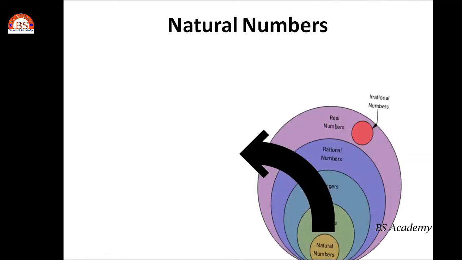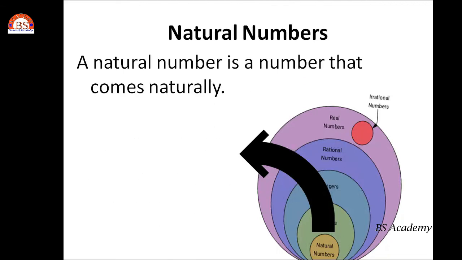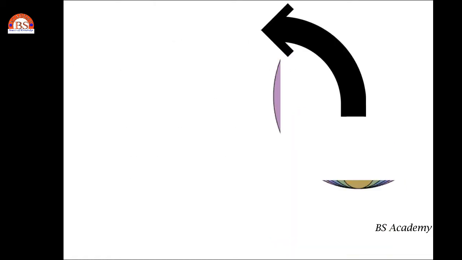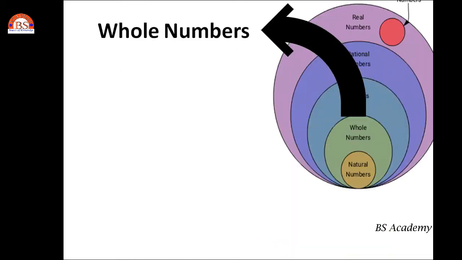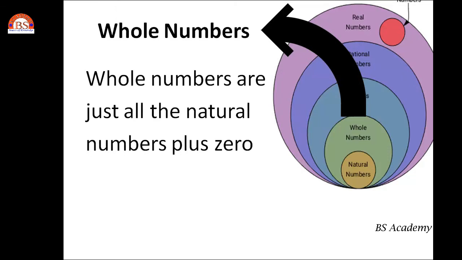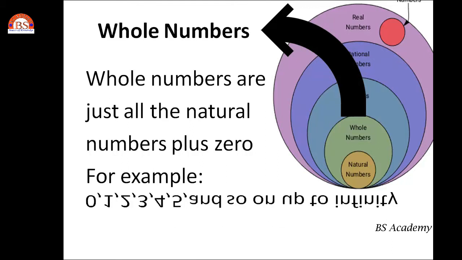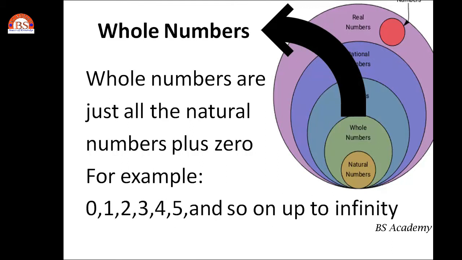And the next is natural numbers. A natural number is a number that comes naturally. Natural numbers are counting numbers from 1, 2, 3, 4, 5 and so on. And the next is whole numbers. Whole numbers are just all the natural numbers plus 0. For example, 0, 1, 2, 3, 4, 5 and so on up to infinity.